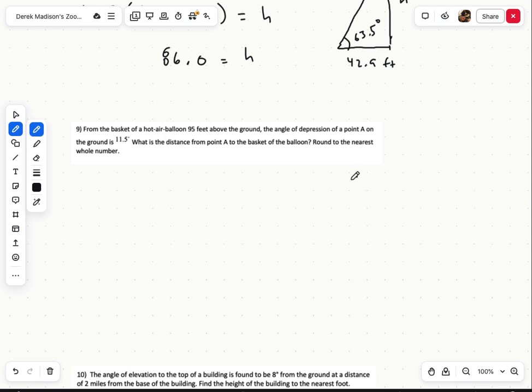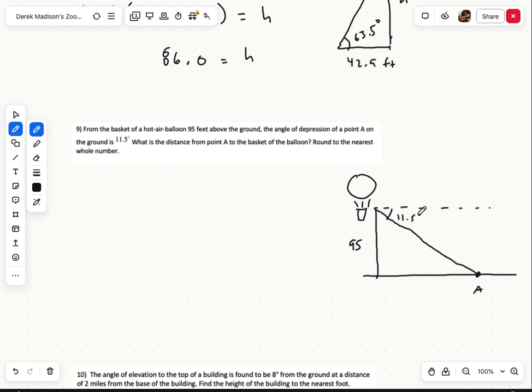So I'm going to have this is my balloon, and there's my horizontal, and here's my ground. And our balloon is 95 feet above the ground. And then the angle of depression is 11.5 degrees to point A. So we're going to call that point A. I'll try to draw a straight line. So not drawn to scale at all, but that's 11.5 degrees.